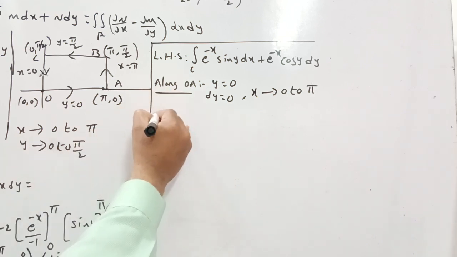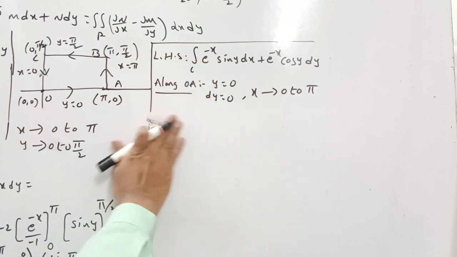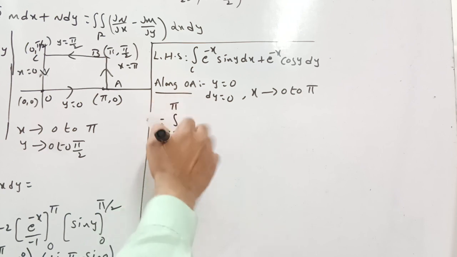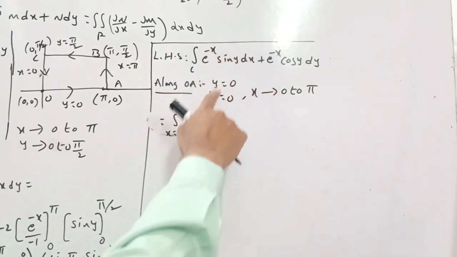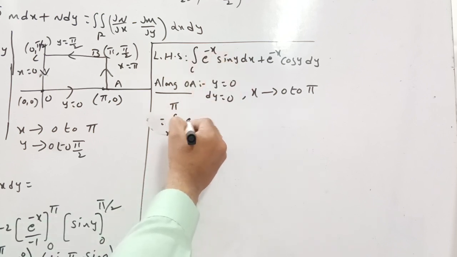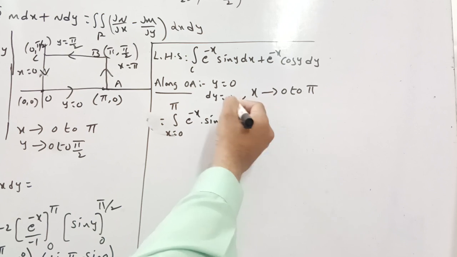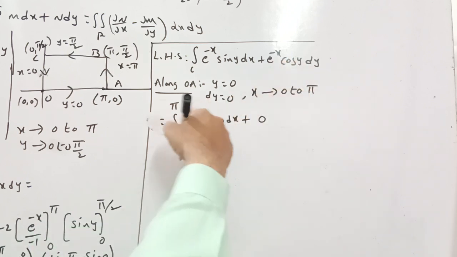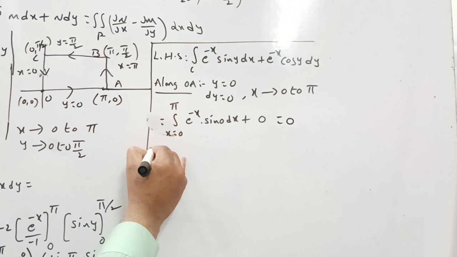So therefore the integral along OA, you can write it directly over here. This is equal to the integral from x equals 0 to pi. For a line integral, we have to change this part in terms of x or y. So we are changing it in terms of x. So y is 0: e power minus x into sine 0 into dx. Dy is 0, and anything into 0 is 0. Sine 0 is 0, so 0 into anything is 0. So along OA, I got 0.